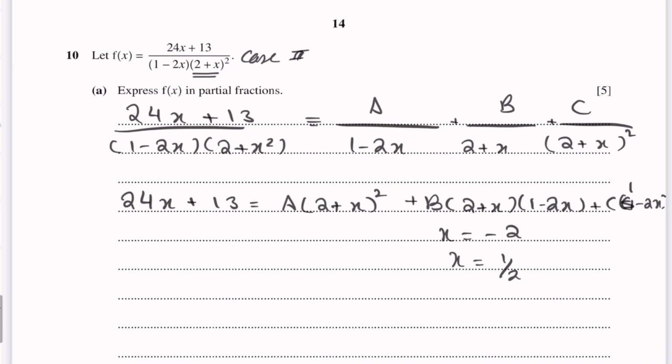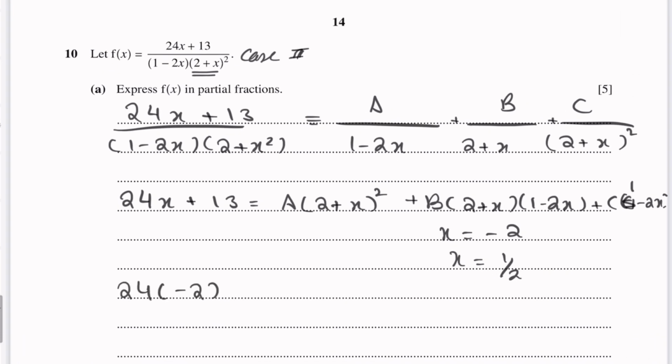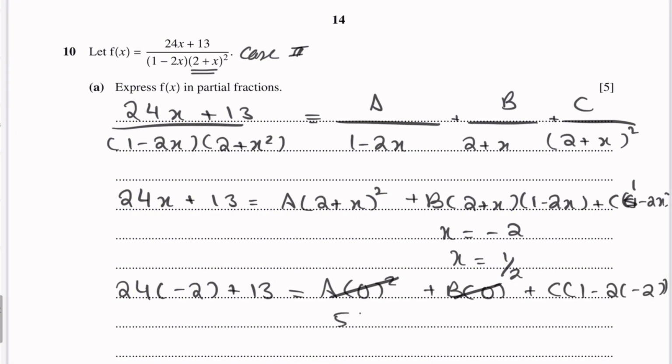And so let's first start by using 24 times negative 2 plus 13, which must equal A, which is multiplied by 0, that cancels, B, which is multiplied by 0, that cancels, and then C times (1 minus 2 times minus 2). That's going to wind up being 5C equal to 24 times minus 2 plus 13, which is minus 35. If you divide that by 5, you get C equals minus 7.